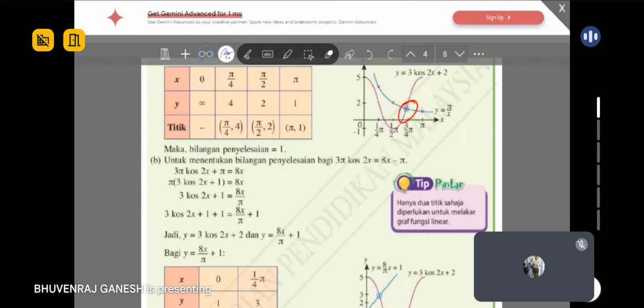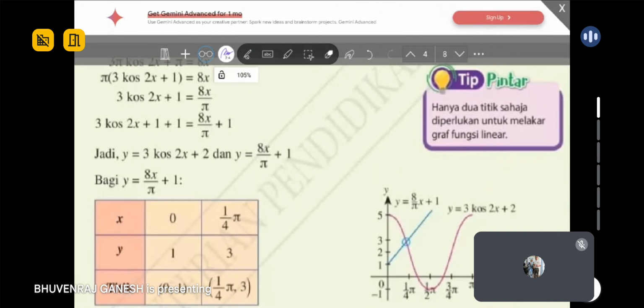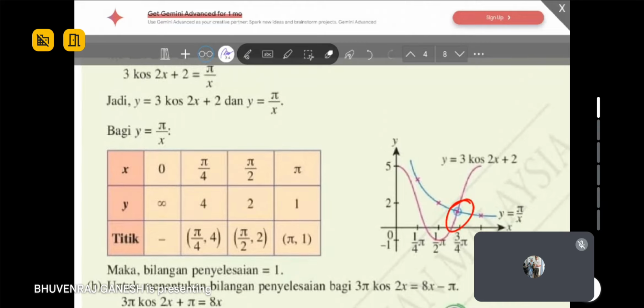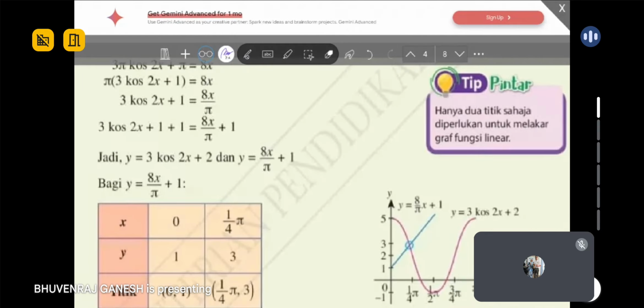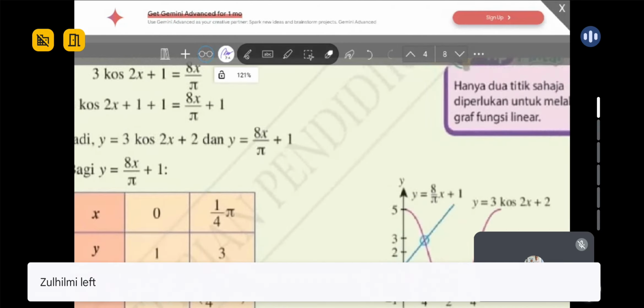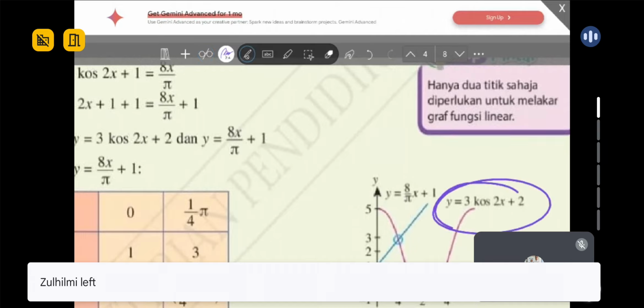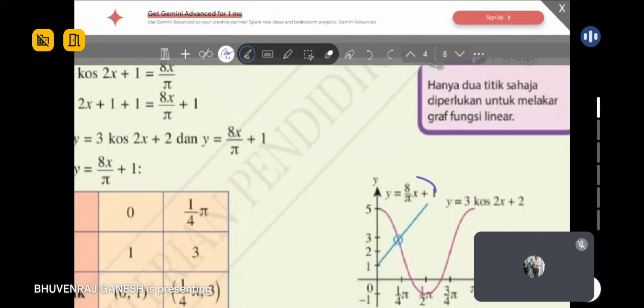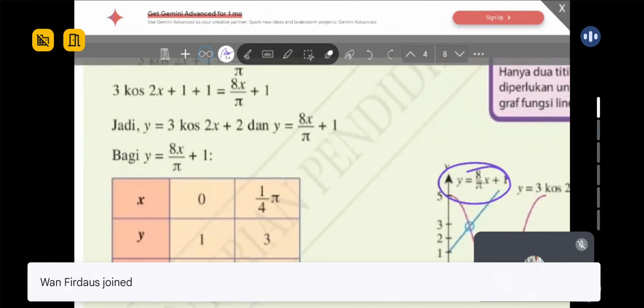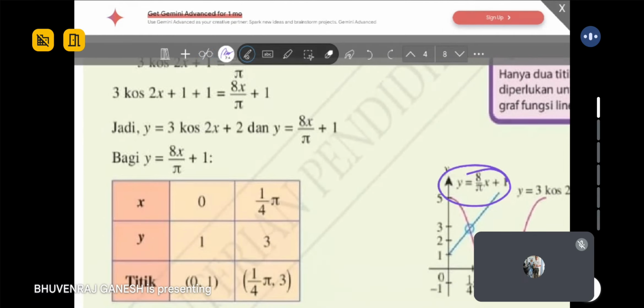Garis lurus. Okay, so for this graph, okay, so you will have, let me see. Okay, the original graph still the same. Okay, graf asal masih sama sebab persamaan tak berubah. Your equation never changes, but your second graph will change. Okay, so second graph you must plot the point. Kena bagi tahu titik. Okay, so x is 0, 1 over 4 pi.